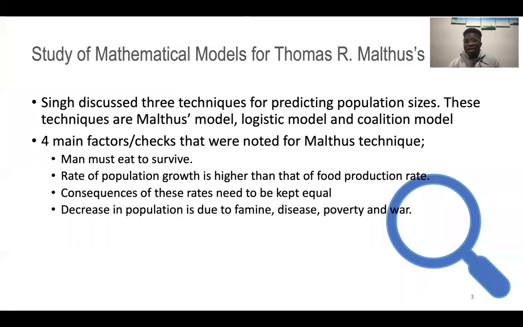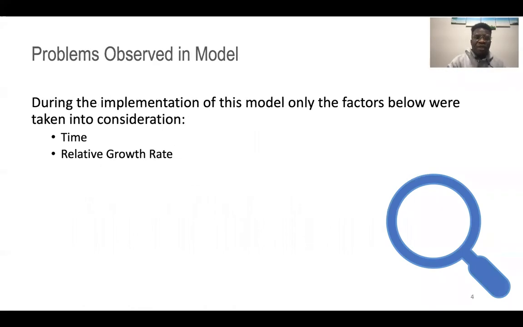First of all, he discussed three different ways of predicting population size: the Malthus model, logistic model, and coalition model. And of course, he listed some factors for Malthus's model technique, which is what we're focusing on. Man must survive. Man must eat to survive. Rate of population growth is higher than food production rate. There are consequences of these rates that must be kept equal due to balance, and of course, decrease in population due to famine, disease, poverty, and war.